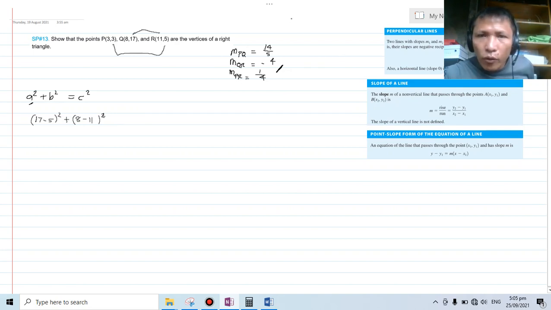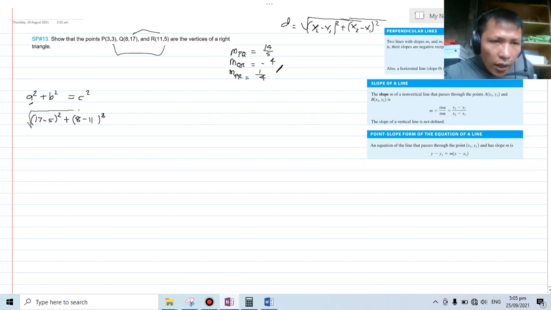What is the distance formula? The distance between two points is the square root of y2 minus y1, squared, plus x2 minus x1, squared. So this is the distance formula. This one is A, so let me write it as A.